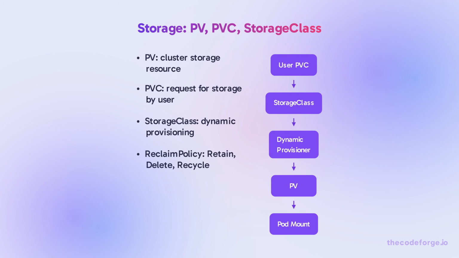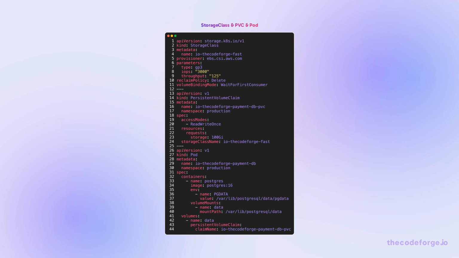Kubernetes storage decouples pod lifecycle from data. A persistent volume is a storage resource, a persistent volume claim is a request, and a storage class enables dynamic provisioning. This example defines a storage class for fast gp3 volumes, a PVC requesting 100 GB, and a pod that mounts the PVC. The volume binding mode WaitForFirstConsumer delays PV creation until a pod uses the PVC.